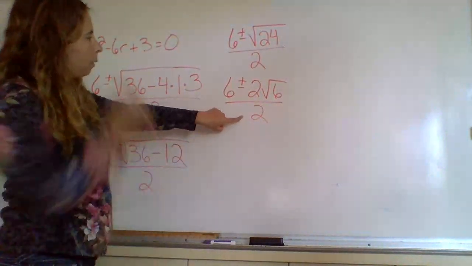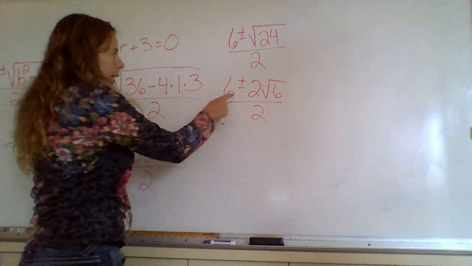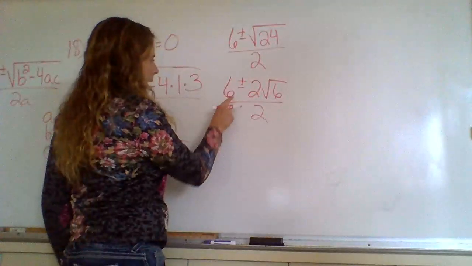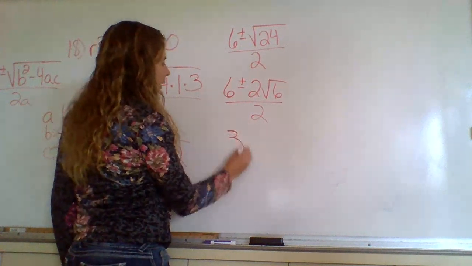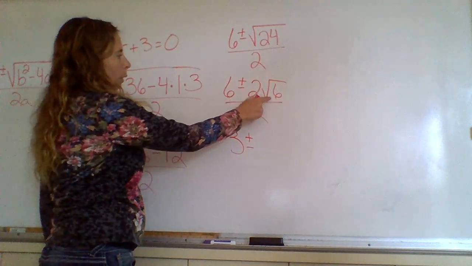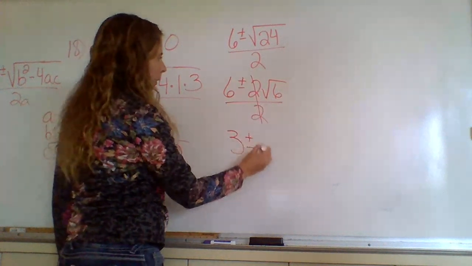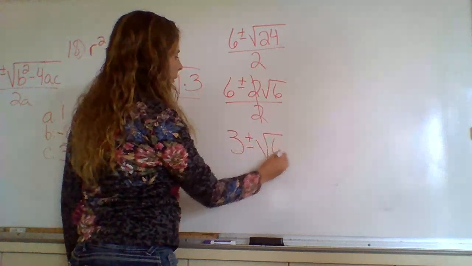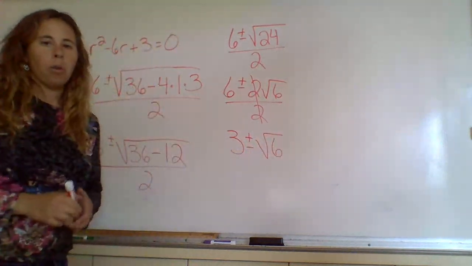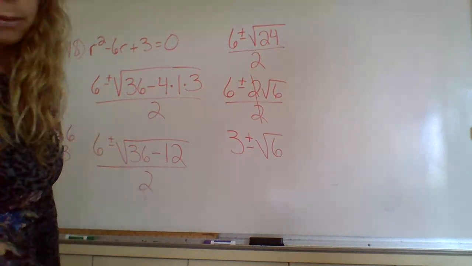So now you can divide by 2. So 6 divided by 2 is 3 plus or minus 2 square root of 6 divided by 2. Your 2's are going to cancel out. So plus or minus the square root of 6. Voila! That is number 18.